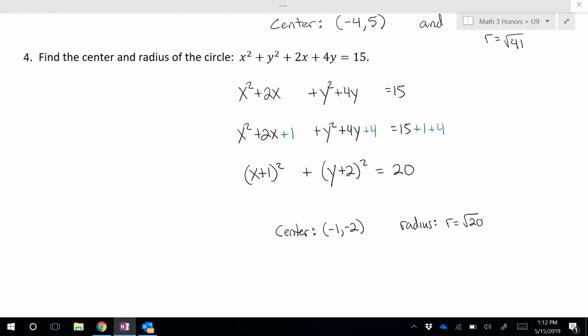What are you guys getting for the center? -1, -2, good. And the radius? What is it? 2 square root 5, good. All right, and I'll show you that.